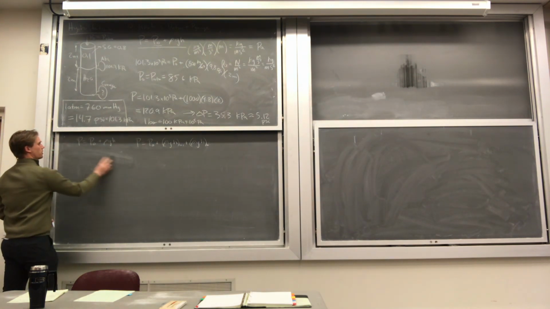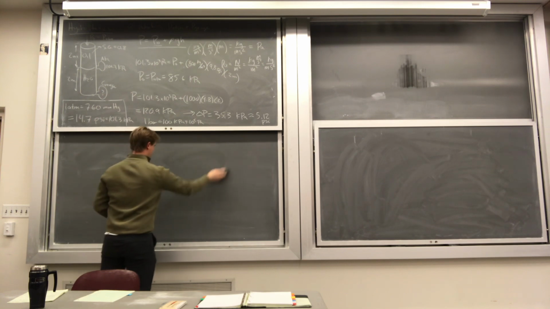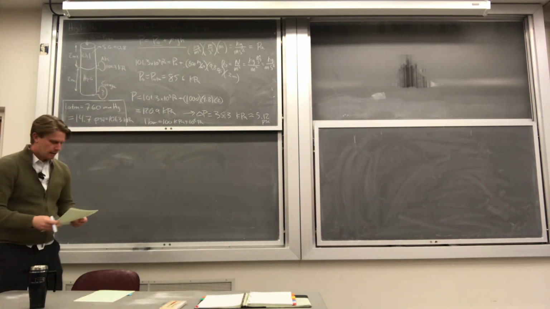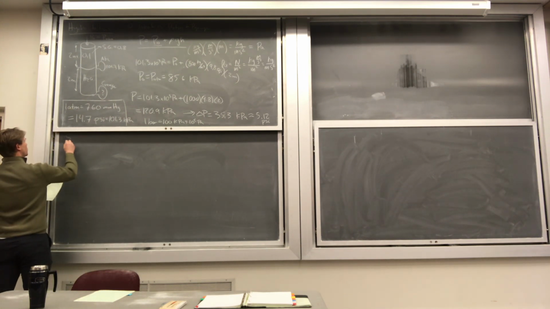So let's go on to some material balances. So I have a non-reacting system and a reacting system material balance example. All right. So this is a stripping column.